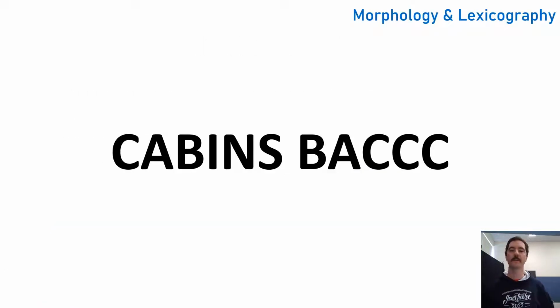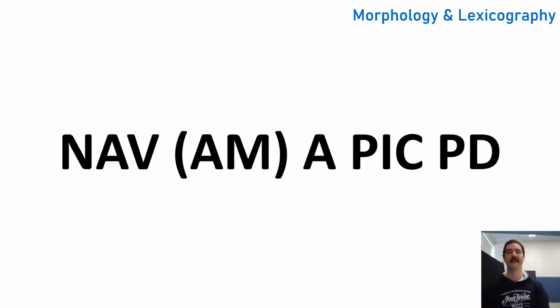The more you practice that, the more automatic it will be, and the less you'll probably need the acronyms at all. So we've got CABIN's back with 3 C's. We've got NAV, AM, APIC, PD. So this is the one you don't really need an acronym for. These are your word classes in case you get stuck. You should know them ideally without this.